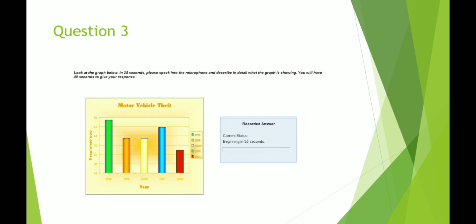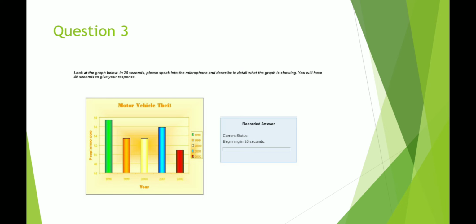To know the best techniques for this particular section, you can go and watch my describe image techniques video. You will learn how you should give the answers for this kind of question. Again, you can pause here and record your answer. Later you can check it at the end of this video. Again, this is a bar chart. You can just read out the instructions. Again you have 25 seconds to prepare and 40 seconds to give your answer.